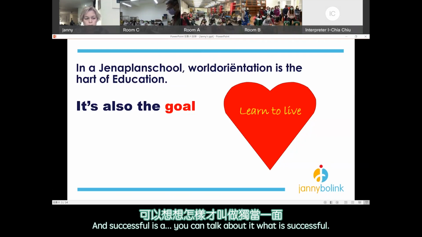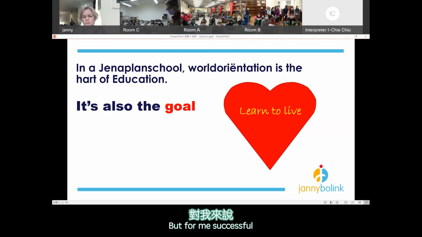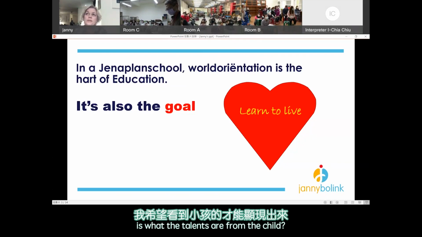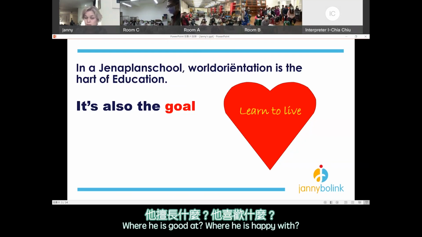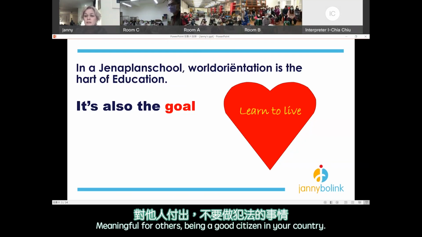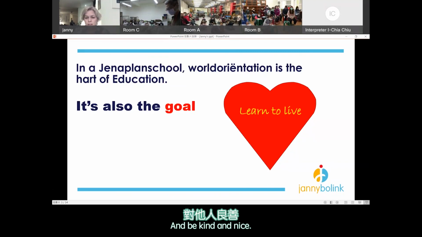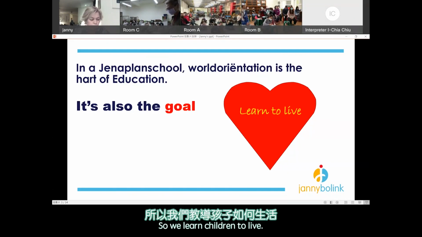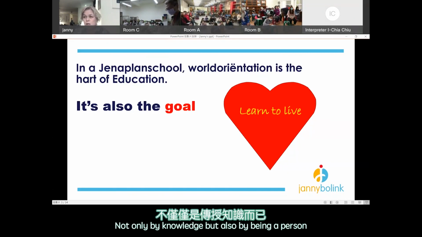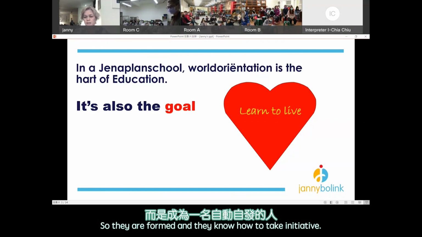And successful, you can talk about it, what is successful, but for me successful is what the talents are from a child, what he's good at, what he's happy with, meaningful for others, and being a good citizen in your country, and be kind and nice and that sort of thing. So we teach children to live not only by knowledge but also by being a person. So they are formed and they know how to take initiative.